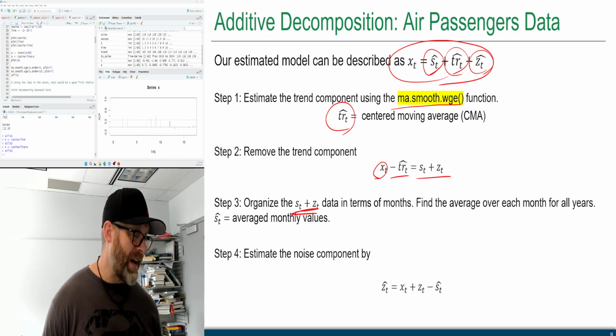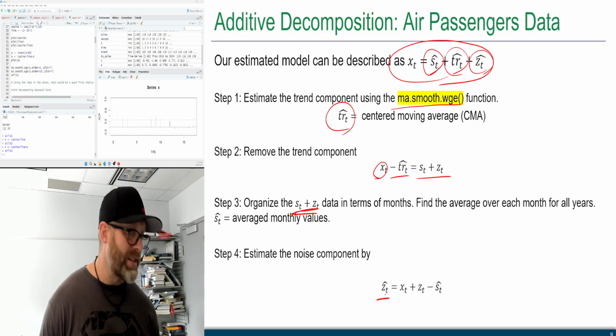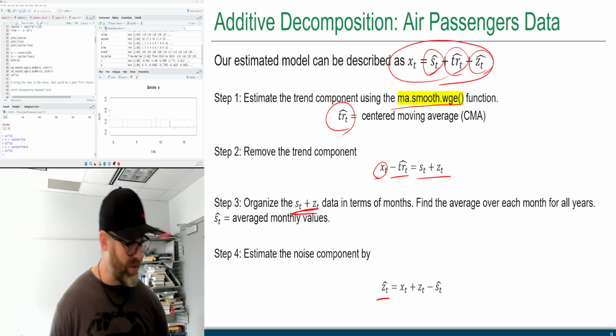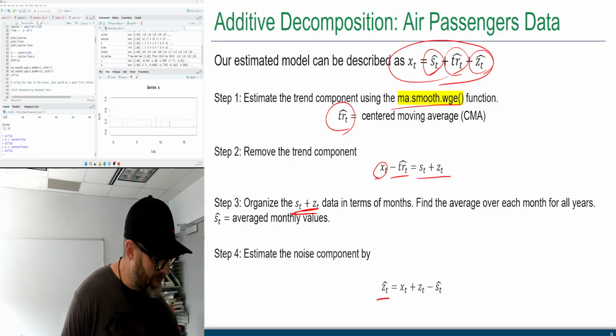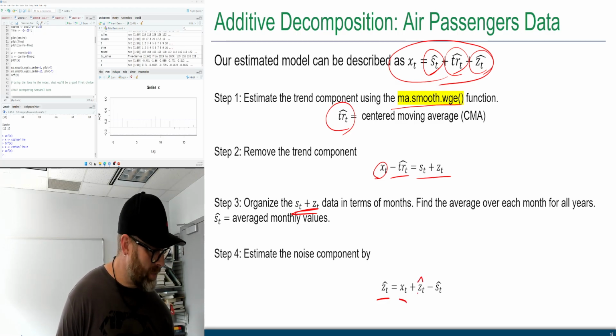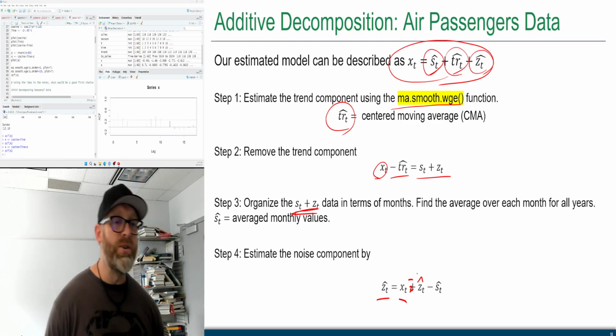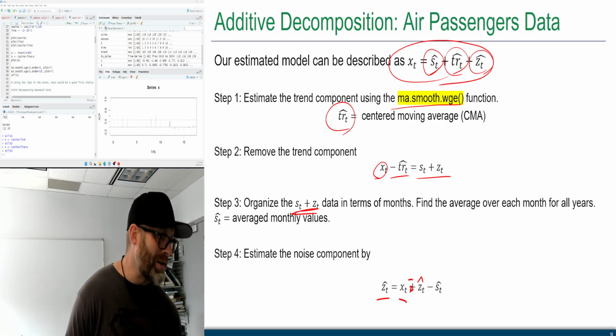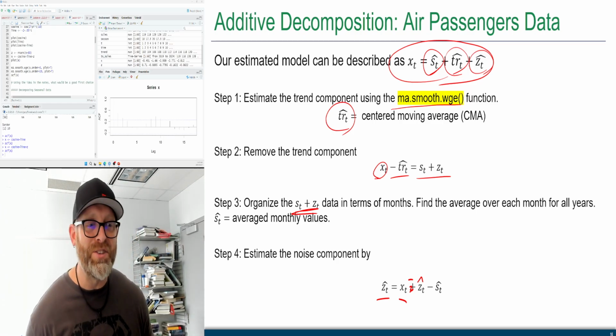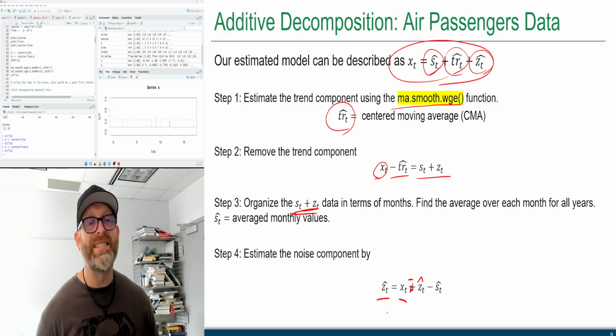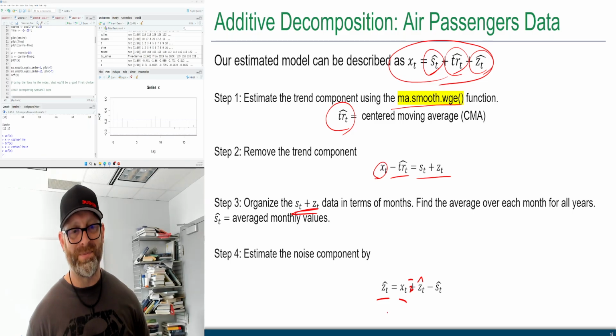And then I'm going to estimate what the error term is, or the randomness component, by simply taking everything and subtracting it all out. So I'm going to take x sub t, the original time series. Oops, this should be hat. I'm going to remove, there we go, the trend component. I'm going to remove the seasonal component that we just estimated, and what we're left with is just that random component to it.